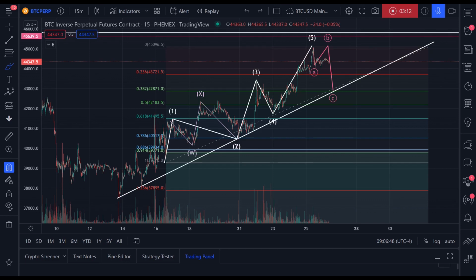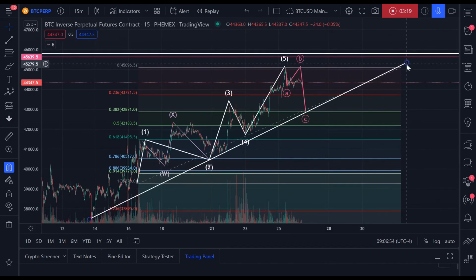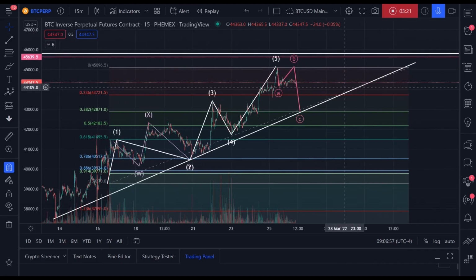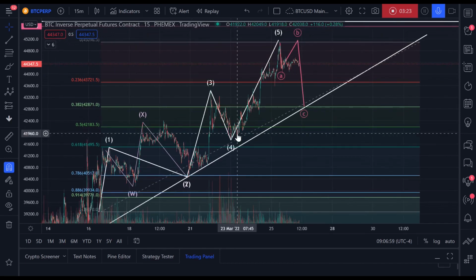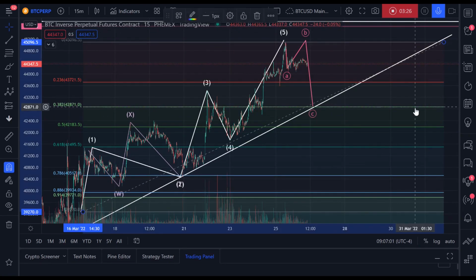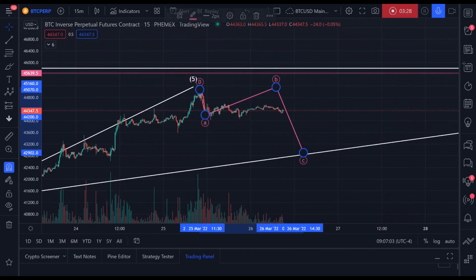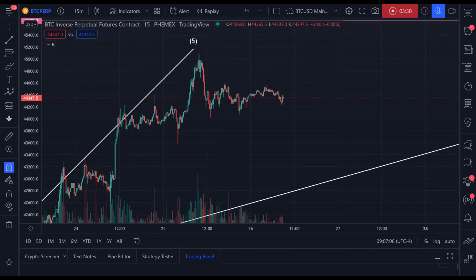All right, now let's get a little more specific and talk about what Bitcoin's doing in the immediate short term. Now, we know that we've been in consolidation, we've been ranging, okay? And this is typical of a B wave, okay? So let's erase this for the time being.